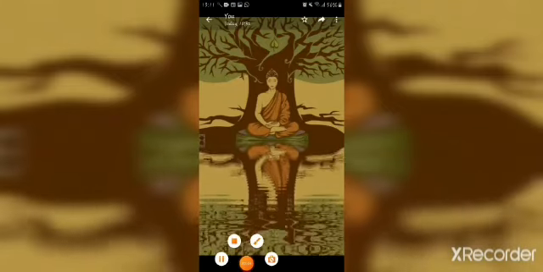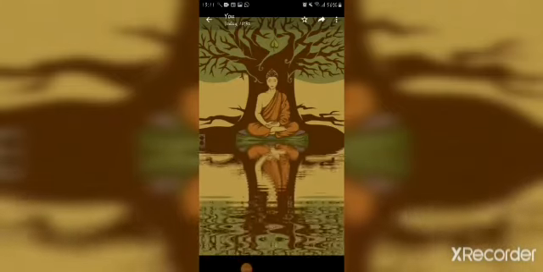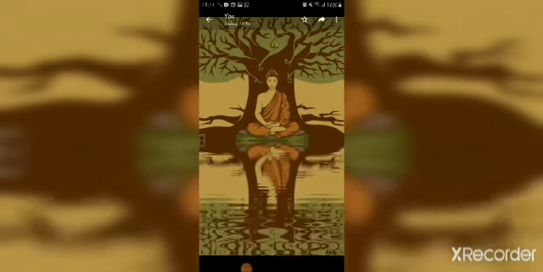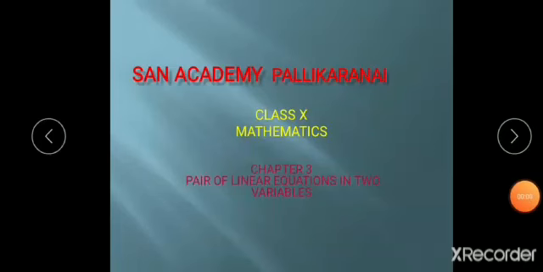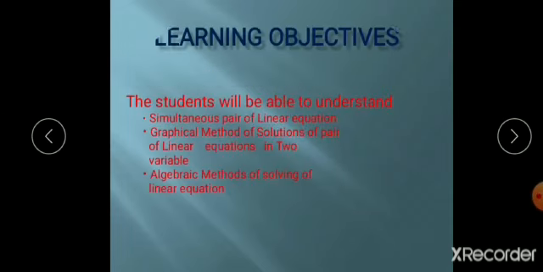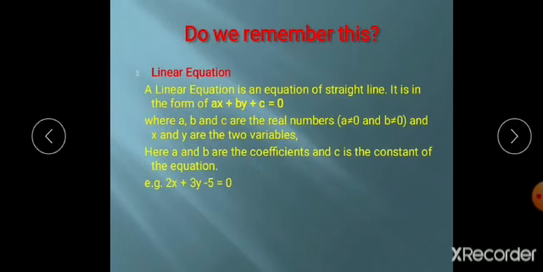Let me start the class. Chapter 3, first part. Happy day students. Class 10 mathematics, Chapter 3, pair of linear equations in two variables. At the end of this session, we will be able to learn about the simultaneous pair of linear equations, graphical representation of the pair of linear equations, and the algebraic method of solving linear equations.